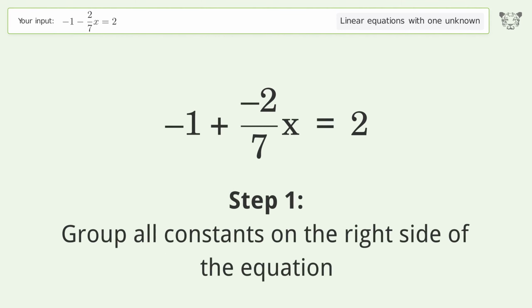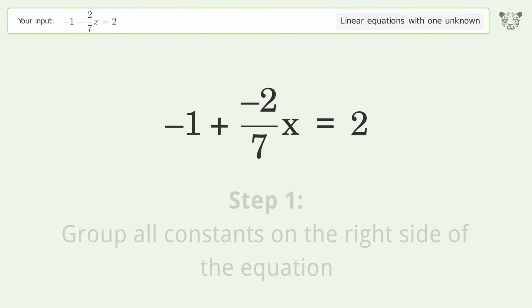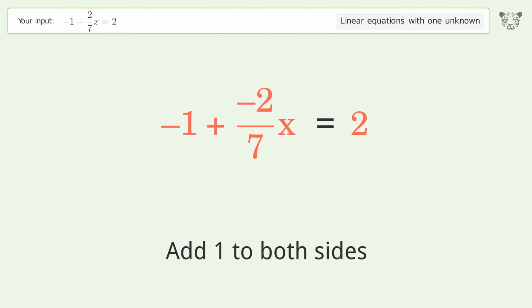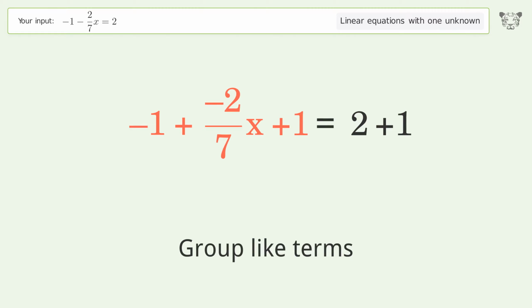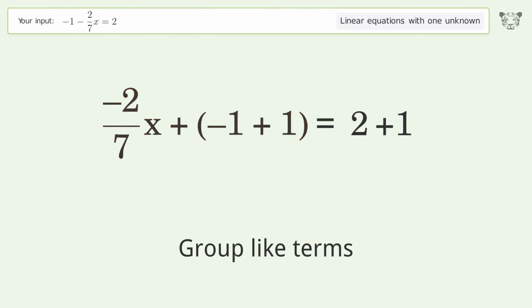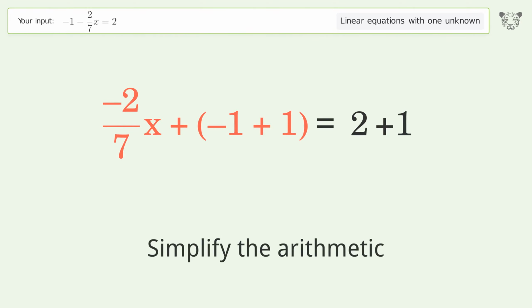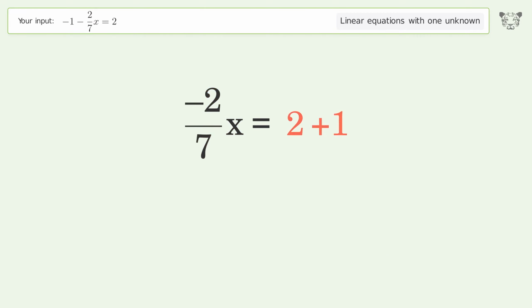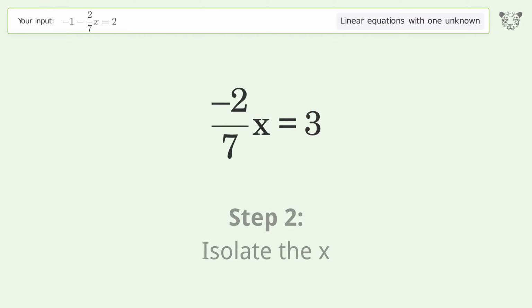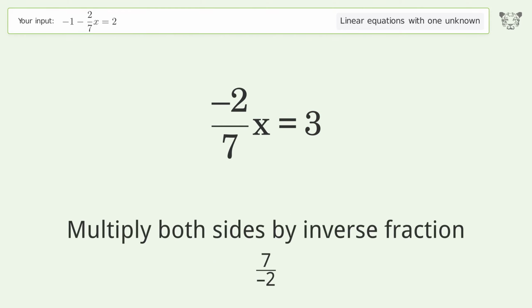Group all constants on the right side of the equation. Add 1 to both sides. Group like terms. Simplify the arithmetic. Isolate the x. Multiply both sides by inverse fraction 7/2.